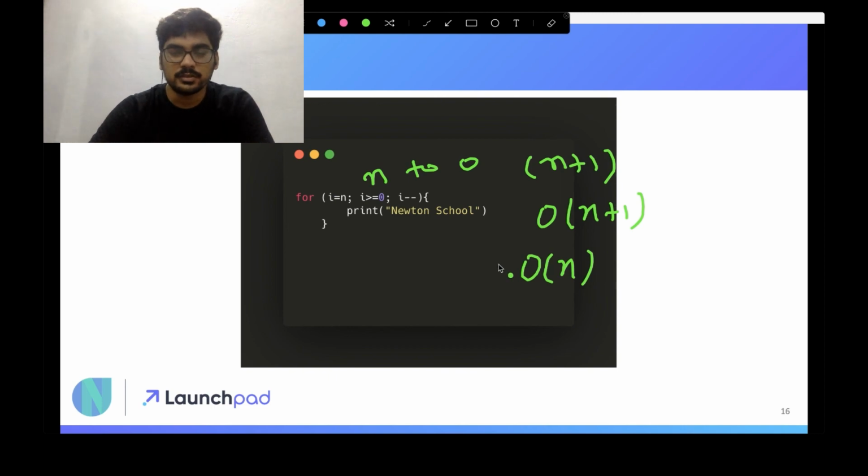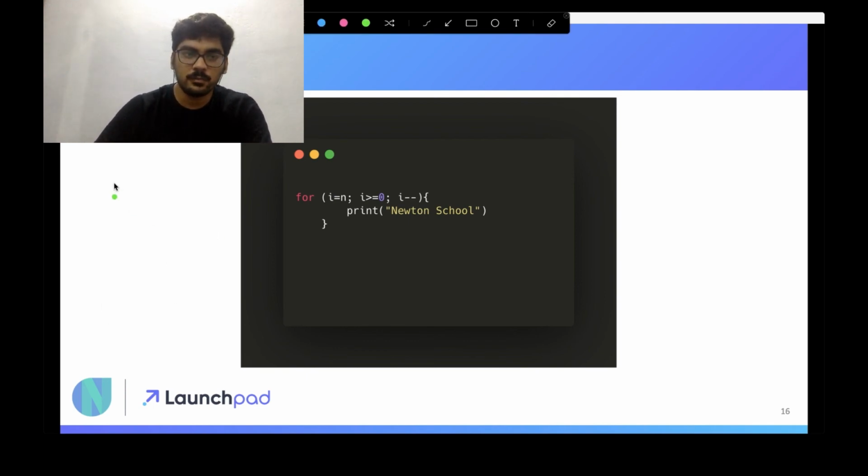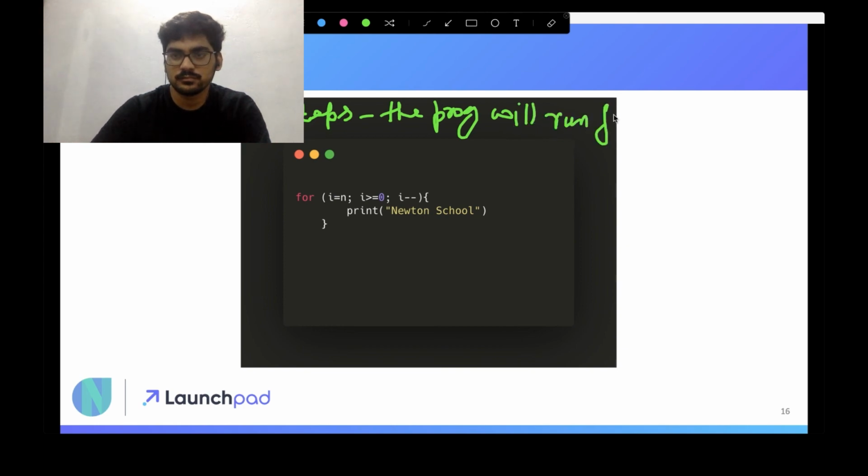Okay, guys. These were very easy level questions to discuss time complexity. There are several things we learned about time complexity now. Number one, we have to count the total number of steps the program will run. Simple, like this program will run in n steps, n plus 1 steps. So the complexity is O(n), right?